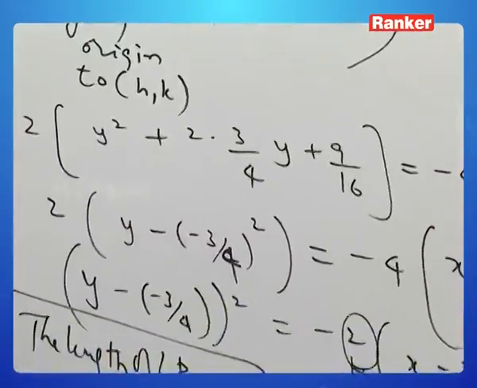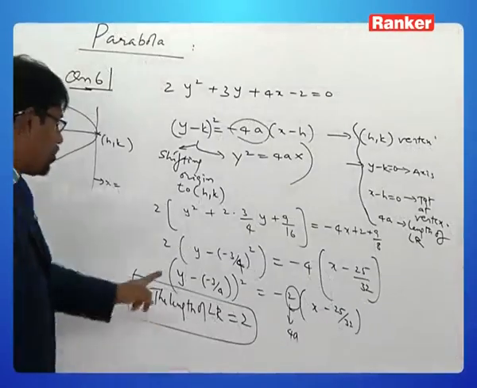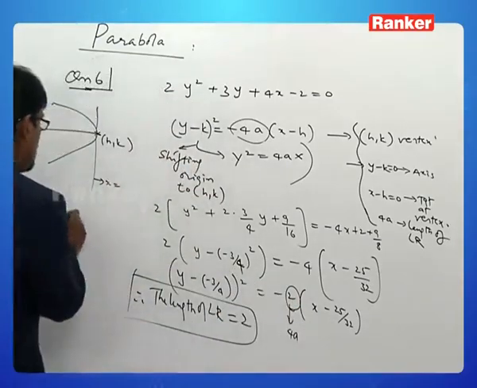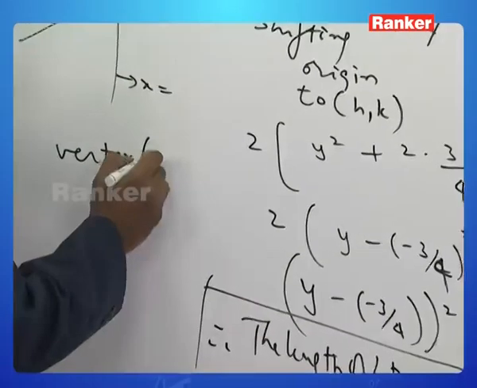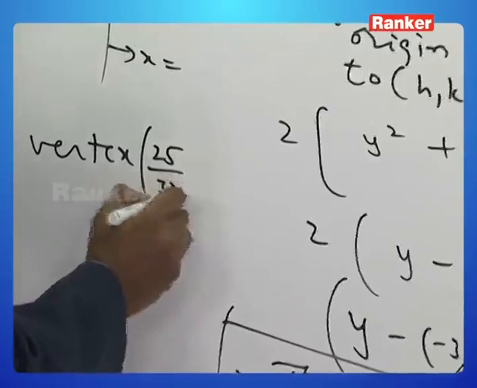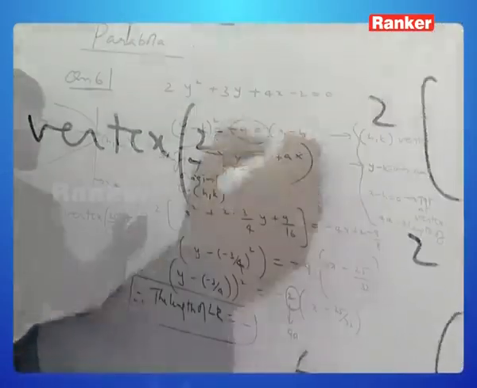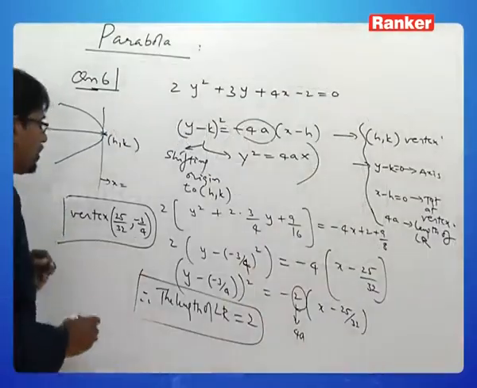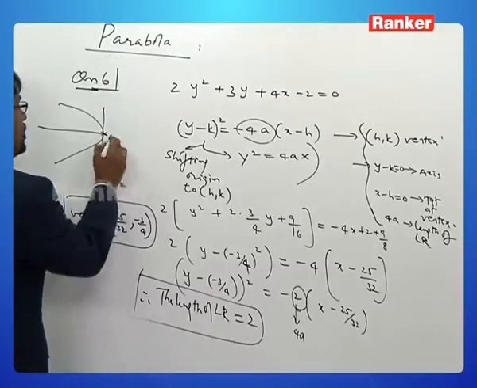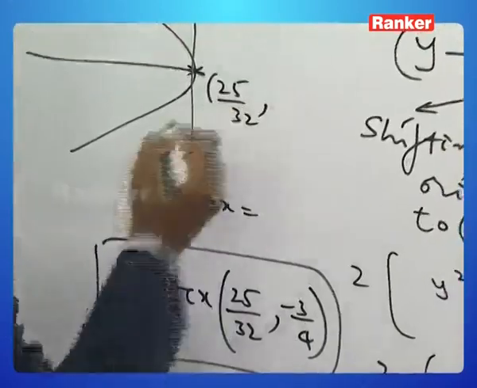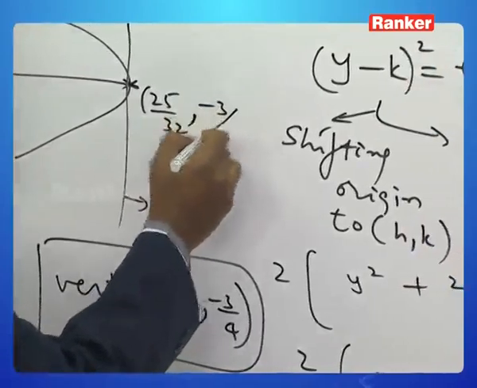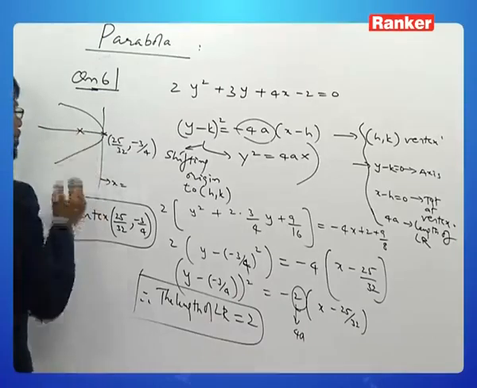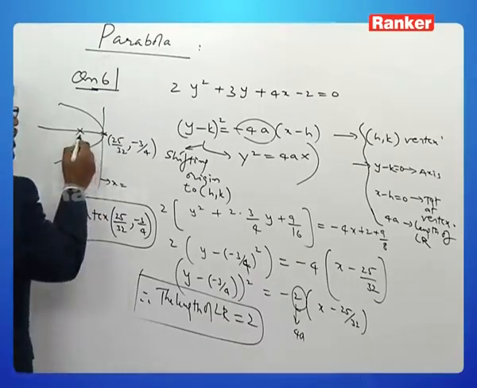Now incidentally, although it is not asked in the question here, what is the vertex here? Vertex is (h, k). Vertex for this parabola is (25 by 32, minus 3 by 4). Okay, so this is the vertex for it. That's the vertex.